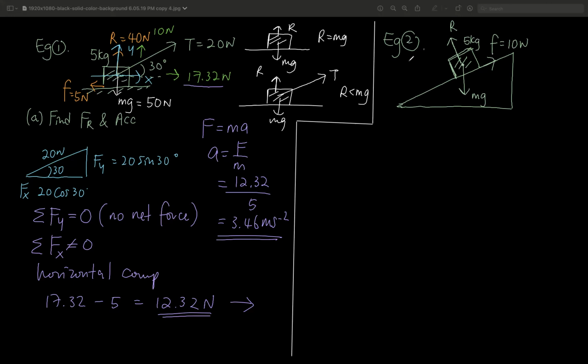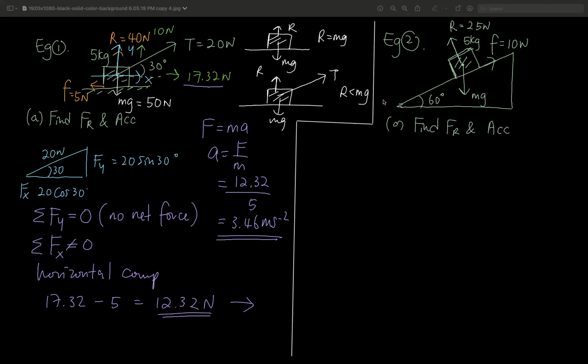Okay, here we have another example. Let's say a box sliding down an inclined plane. The angle is given, mg, force, everything is given. Same question: find the resultant force, Fr, and also find the acceleration of the object, how fast it accelerates down.